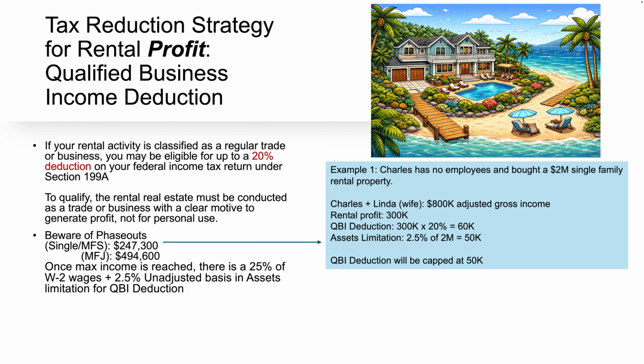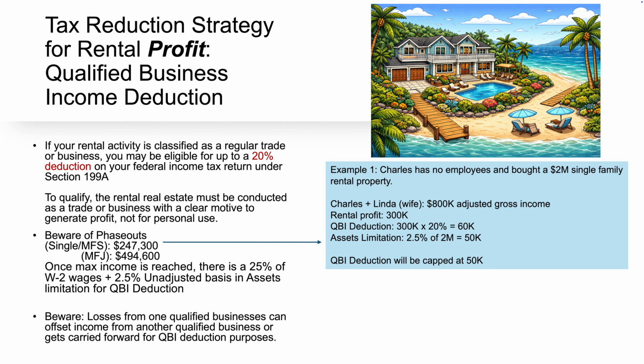So assuming there's no assets limitation, which is this limitation here, he can take up to 20% as a qualified business income deduction, which is $60,000. But because he makes over this $494,600 threshold, he has to do this computation to take 2.5% of his assets, which in this case is just the $2 million property, and he'll be limited to just the $50,000. So again, this limitation only applies when you make above these thresholds, is the key takeaway here.